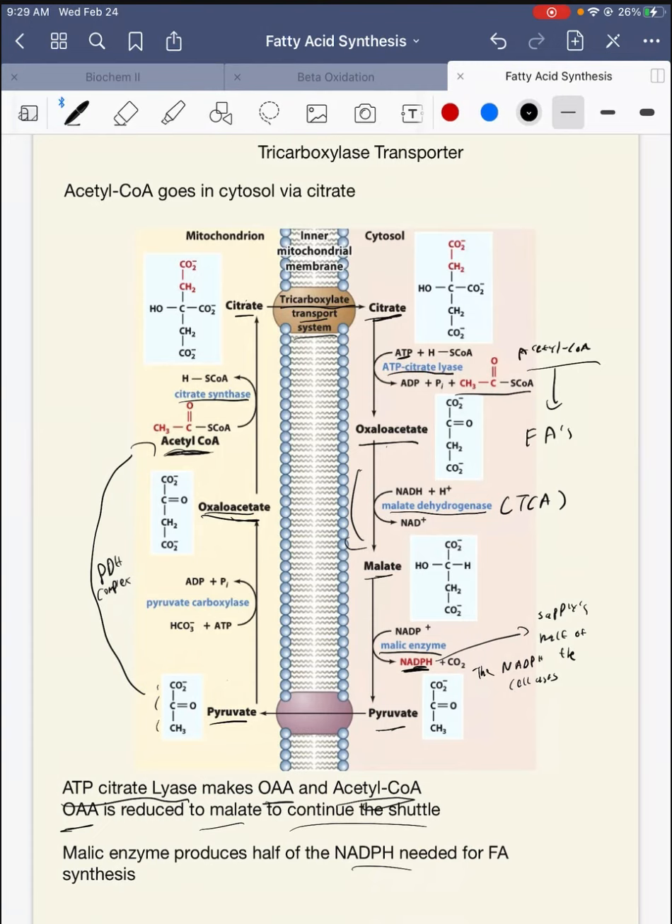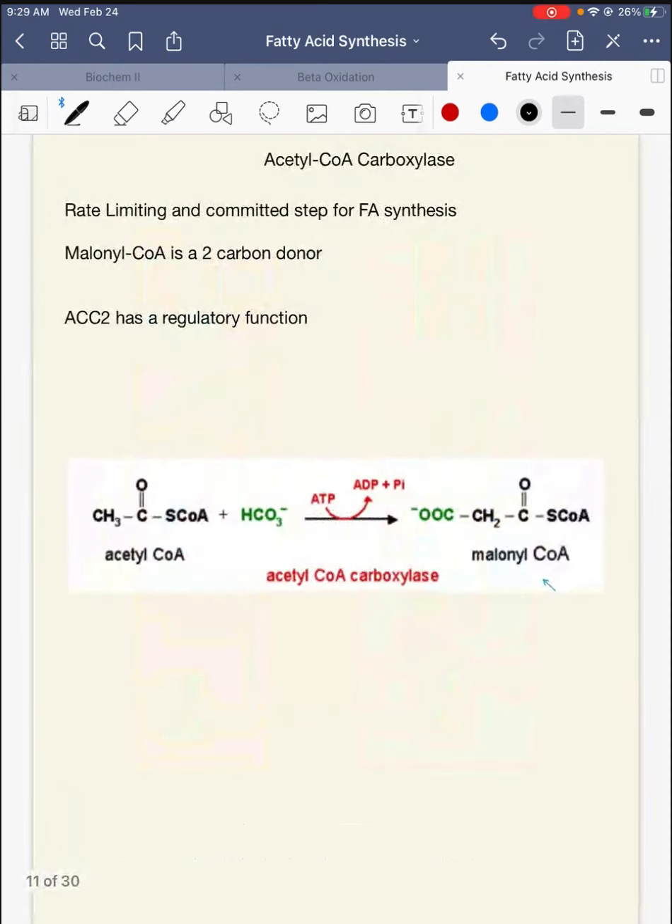Okay, it's pretty simple and straightforward, but it might be a little hard to memorize the different substrates and where they occur. So this is the mitochondria and this is the cytosol. Make sure you keep track of what reactions are running in what direction in different locations in the cell. Okay, so we made our acetyl-CoA. Now we can start making fatty acids.